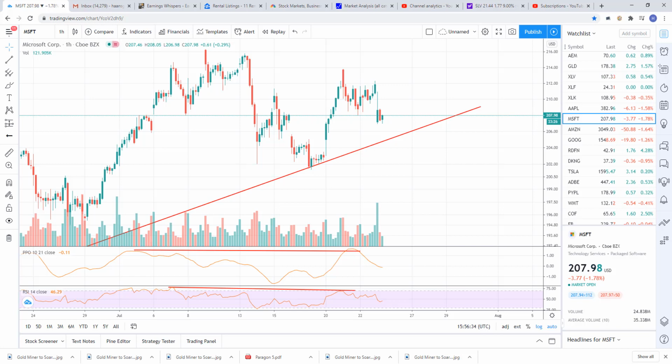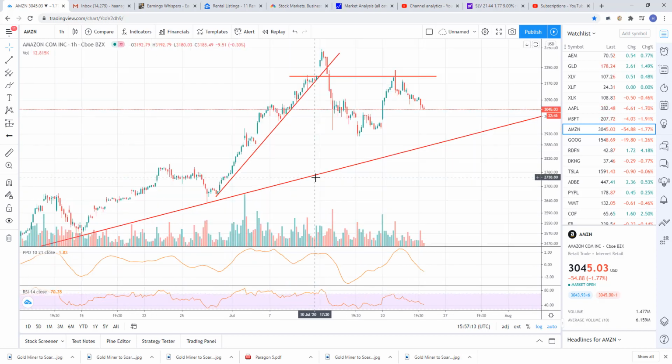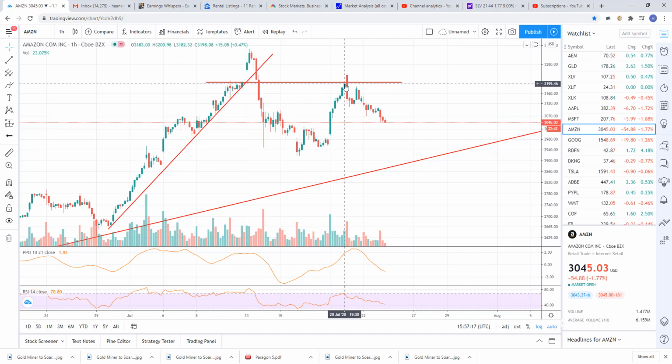Doesn't mean it has to happen. It just seems probable. Look at Amazon. So Amazon continued to show weakness. Same thing's happening. People are taking profit. They've had huge gains in these tech stocks, primarily propped up by the Fed. But they're starting to take the profit.